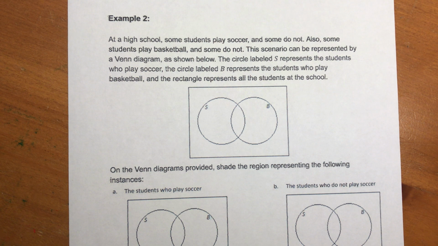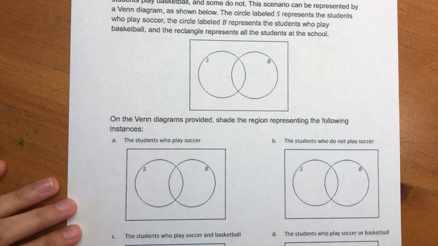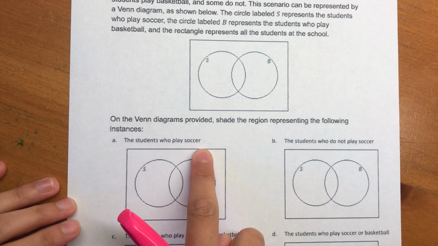The circle labeled S represents the students who play soccer. The circle labeled B represents the students who play basketball. And the rectangle represents all the students at the school. On the Venn diagrams provided, shade the region representing the following instances. Okay, so our first scenario is students who play soccer.